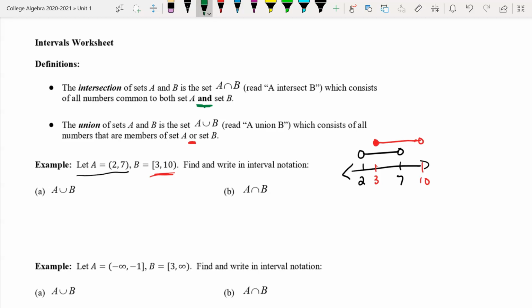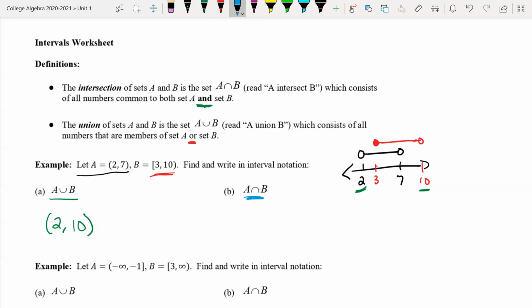Now union means furthest left to furthest right as long as there are no gaps. In this case, my furthest left would be 2, my furthest right would be 10, and you write it just how you see it. 2 is a parenthesis, 10 is also a parenthesis.